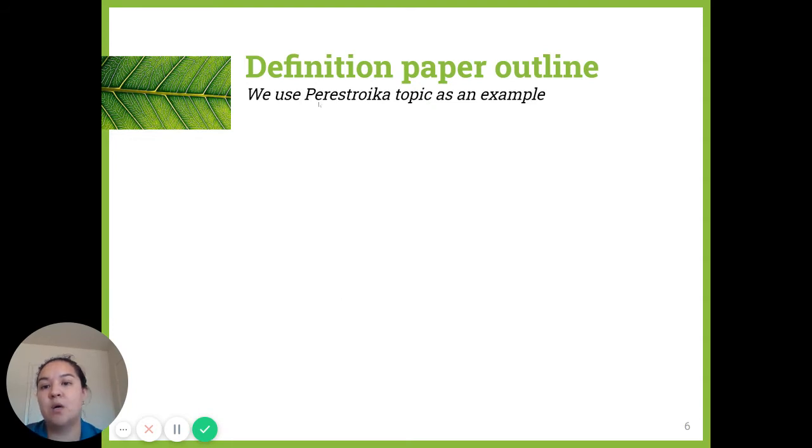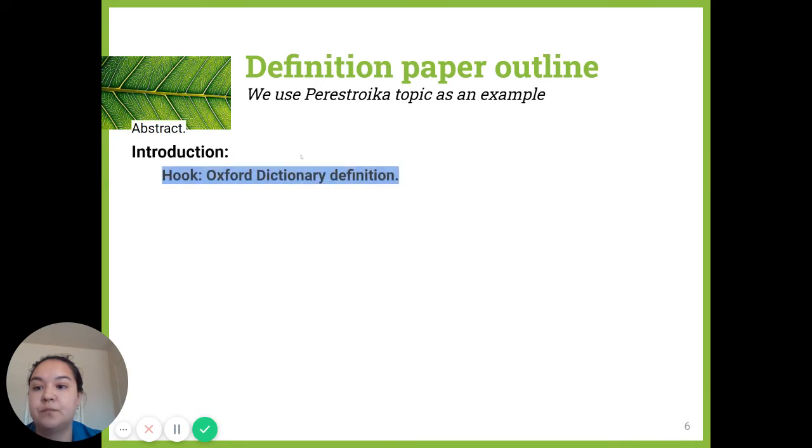Now let's talk specifically about the definition paper only. Remember, we were using an example of the perestroika topic, perestroika in the Soviet Union, and based on that topic, I will model a type of outline that you may have. So again, we start with an abstract.